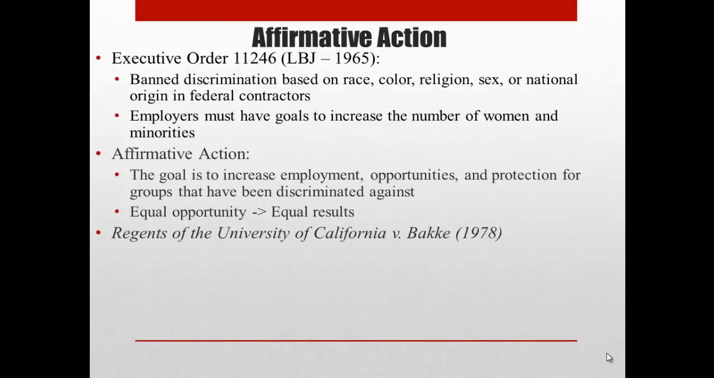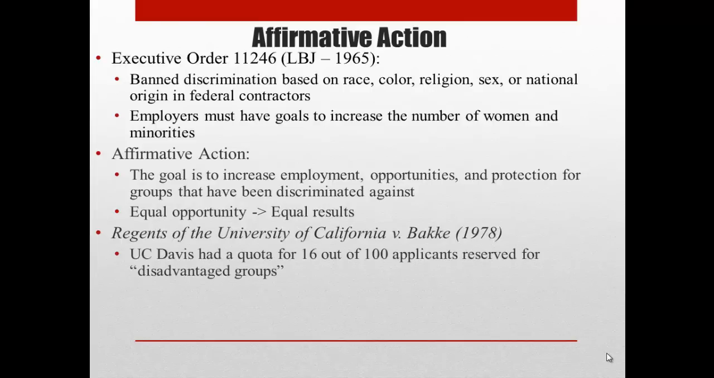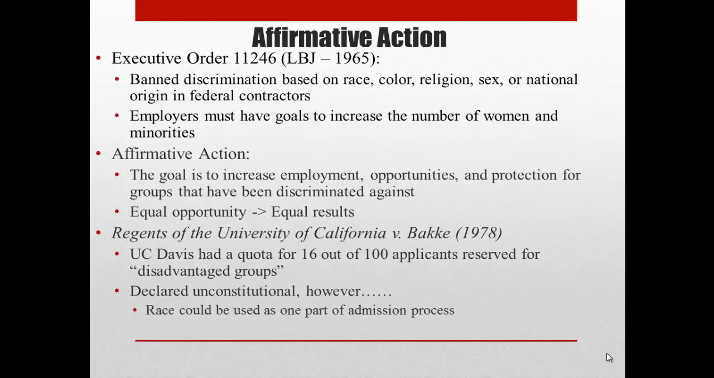Now, an example of a case that is often associated with affirmative action is the Regents of the University of California versus Bakke. UC Davis, University of California Davis, had a quota for 100 applicants that they would accept. 16 of them would be reserved for disadvantaged groups like minorities and women. This was declared unconstitutional. Bakke was a white male who sued, saying that it unfairly targeted him. So the Supreme Court declared it unconstitutional.